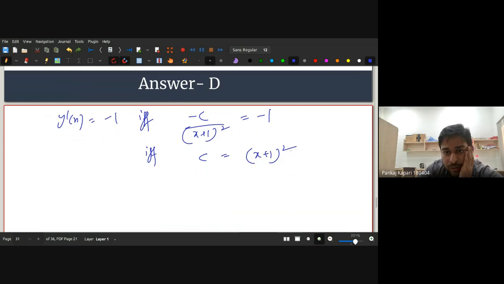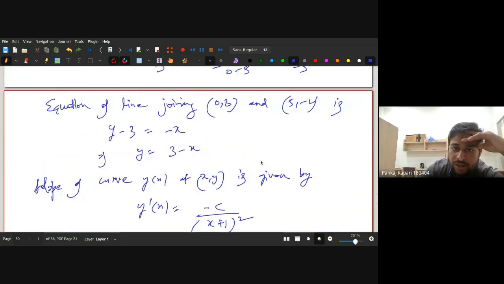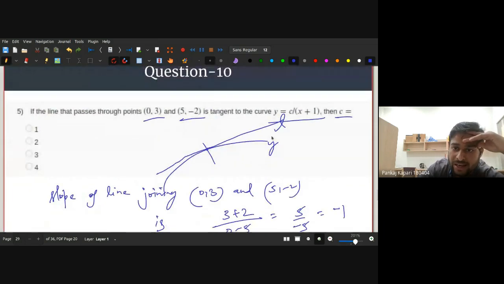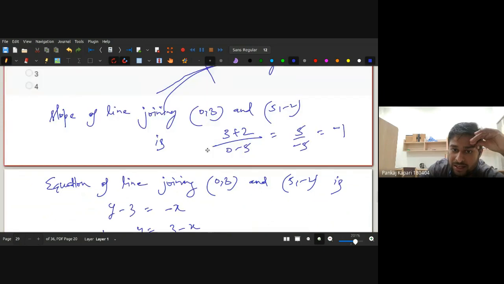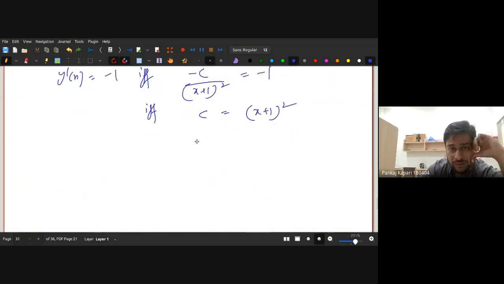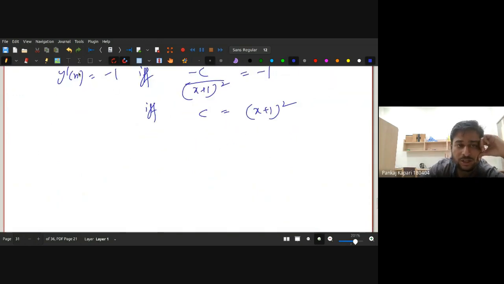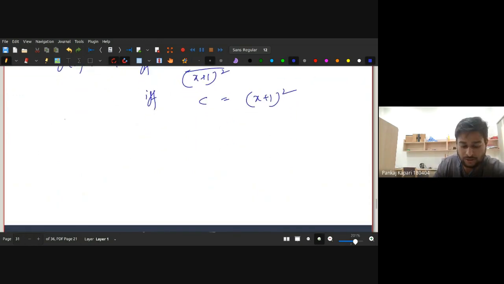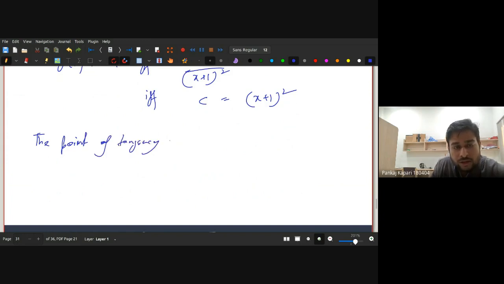Okay, so we have to find that value of x. That means we have to find the point which is common to both the line L and the curve y. Notice that if that point lies on the line L, then it must satisfy the equation of the line. But if it lies on the given curve, then it has to satisfy the equation of the curve. And therefore, that gives the point of tangency which we want to find. So what is the point of tangency?